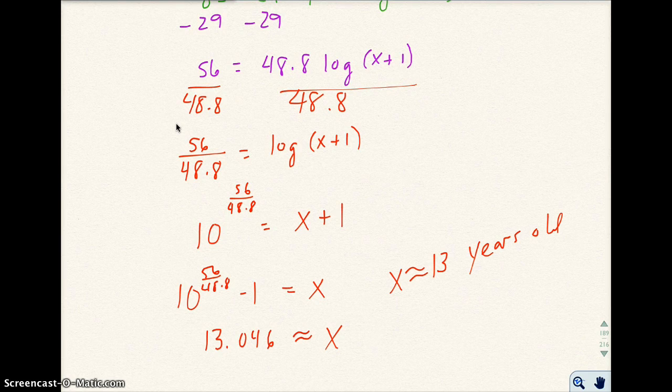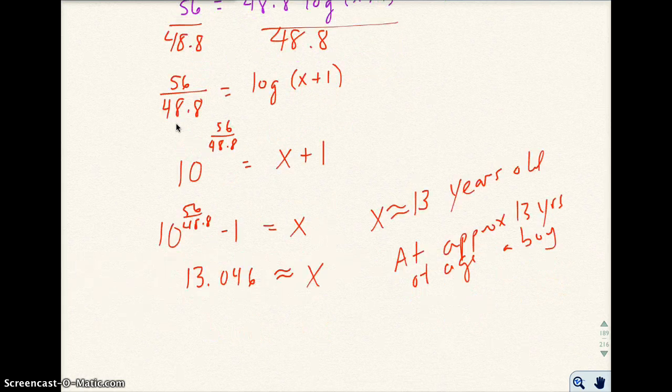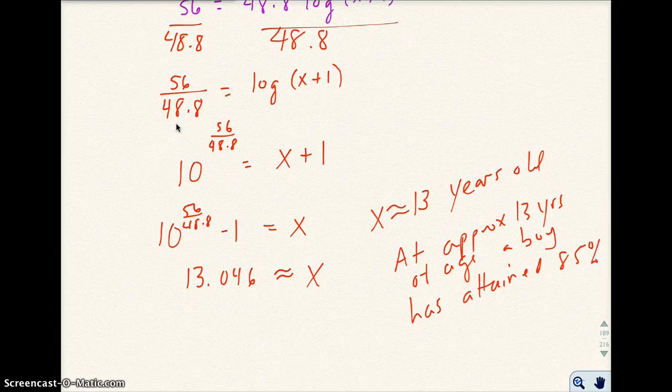So, at approximately 13 years of age, a boy has attained 85% of his adult height.